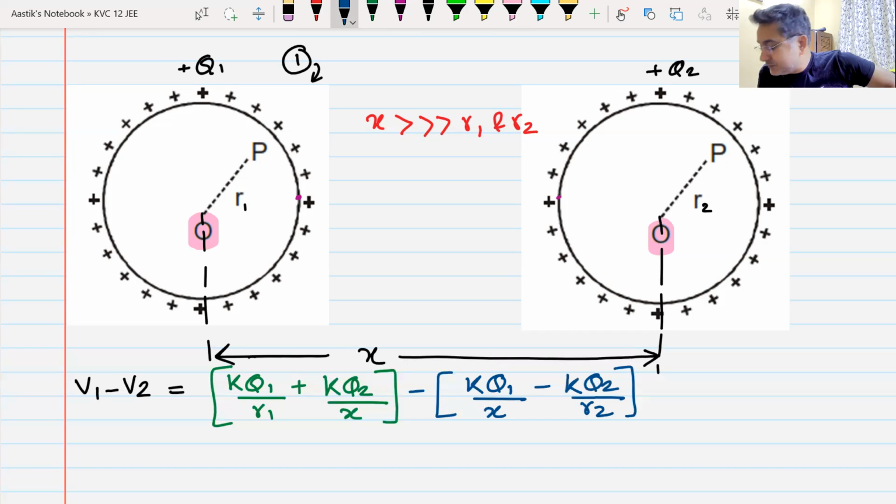Sir, plus KQ2 by R2 or minus? No, plus. I took the minus out, so plus. Do we understand this? It has gone above our head saying bye bye. Sir, I am tired now and I am going.